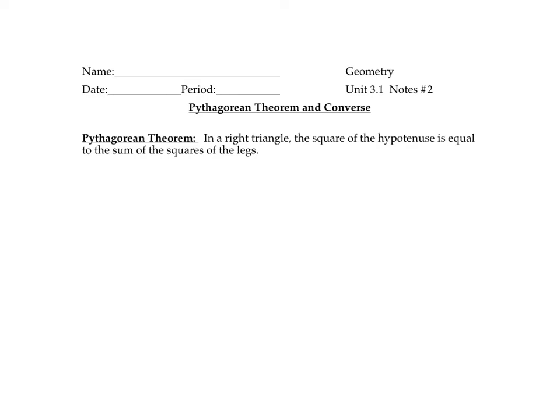Hi everyone. In today's lesson from Unit 3.1, we'll be taking a look at the Pythagorean theorem, the converse of the Pythagorean theorem, and how we can find the area of a triangle. So you might be familiar with the Pythagorean theorem from a previous math course.